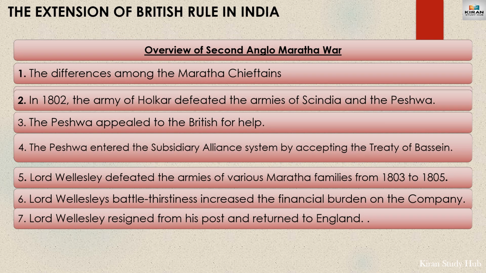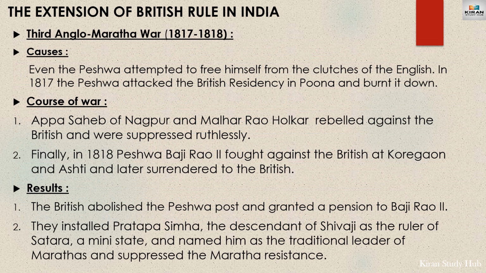This slide shows you the overview of the Second Anglo-Maratha War. The Third Anglo-Maratha War started in 1817 and ended in 1818. The causes are: the Peshwa attempted to free himself from the clutches of the English. Hence in 1817 the Peshwa attacked the British residency in Pune and burnt it down. This led to the war between the English East India Company and the Marathas.